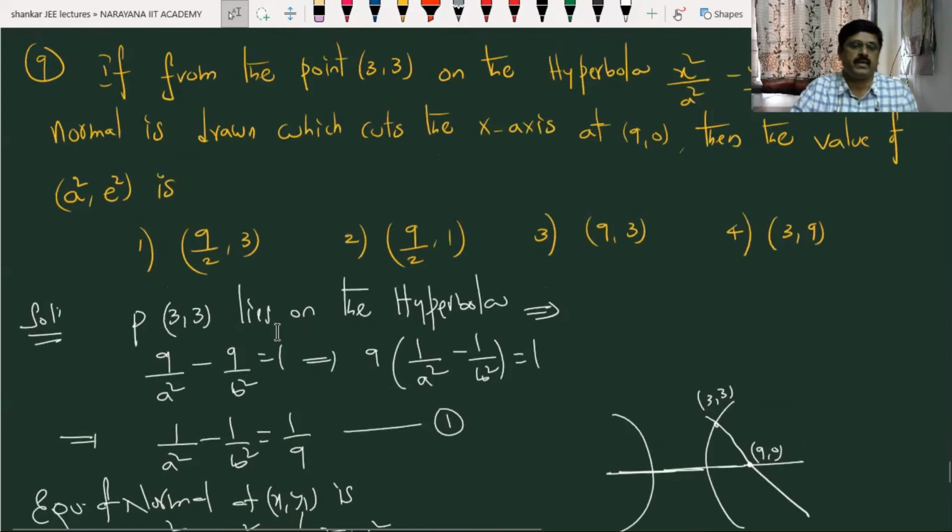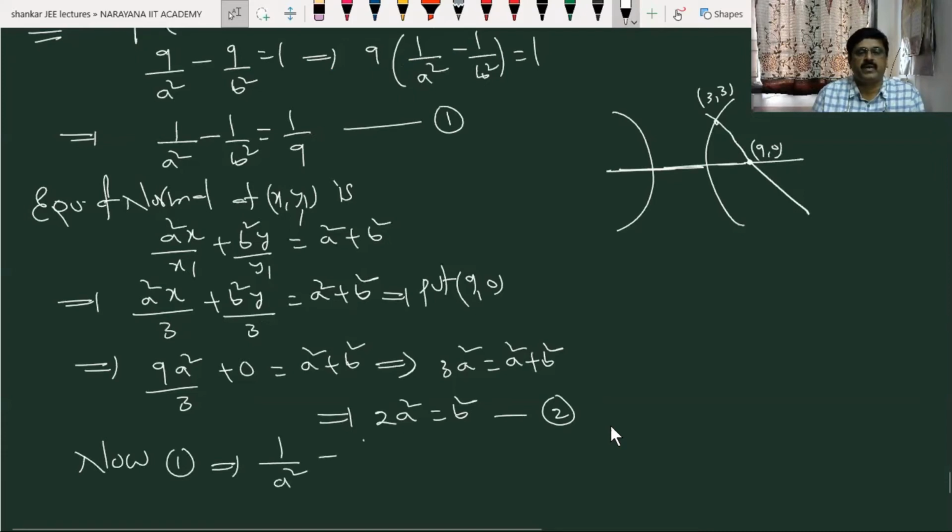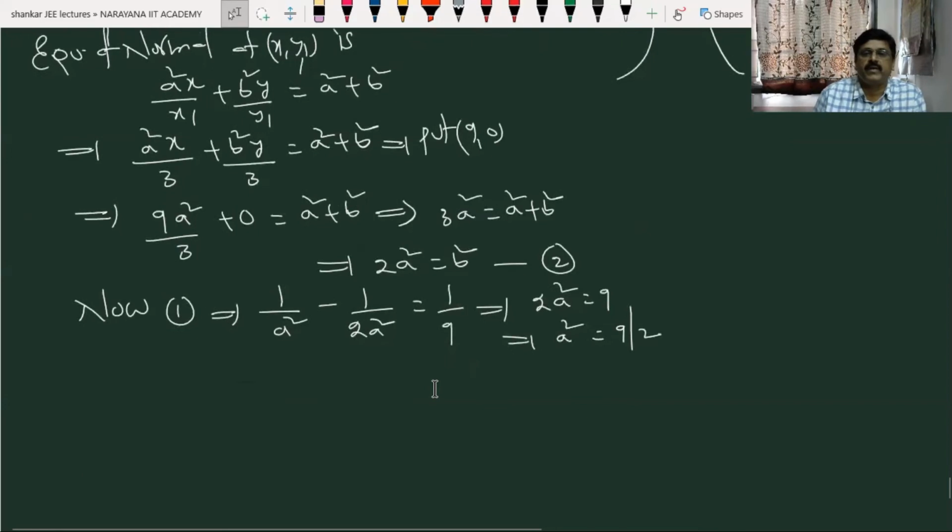2a square is equal to b square. You are asked a square comma e square. Okay. 2a square is equal to b square is a useful result, in fact. Now equation 1: 1 upon a square minus 1 upon b square can be written as 1 upon a square minus 1 upon 2a square is equal to 1 upon 9. Therefore, on calculation, you are having 2a square is equal to 9, implies a square value 9 upon 2. A square value 9 upon 2 means from 2, you have b square is equal to 2 of 9 upon 2, that is equal to 9.